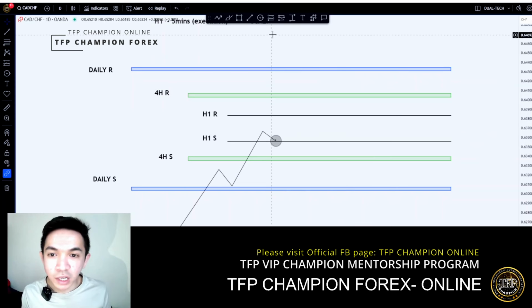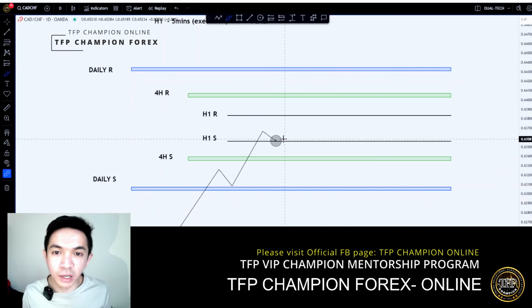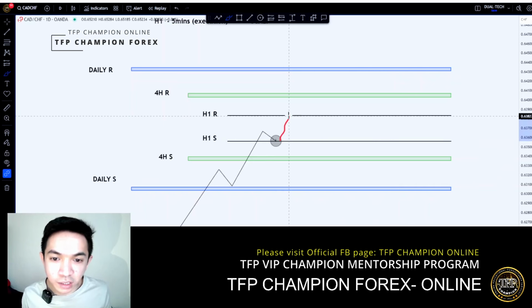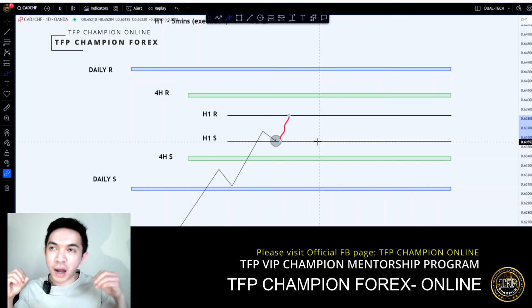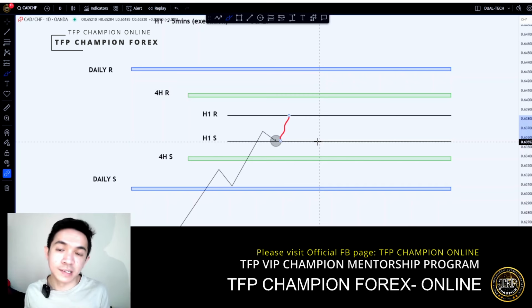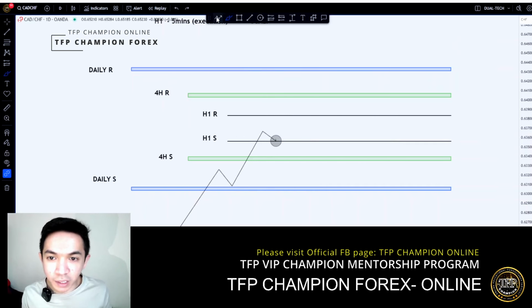Ibig sabihin niyan, if you're going to trade, you are trading as a buy, possibly, okay, in terms of your system rules, na hanggang saan ang TP mo? Hanggang dito lang. Okay? So, ibig sabihin niyan, makakahanap pa rin ng opportunity regardless kung anong in-offer sa akin ng market dahil I know nasaan ang key level ako in this multiple time frames. Okay? For example naman ay ganito.